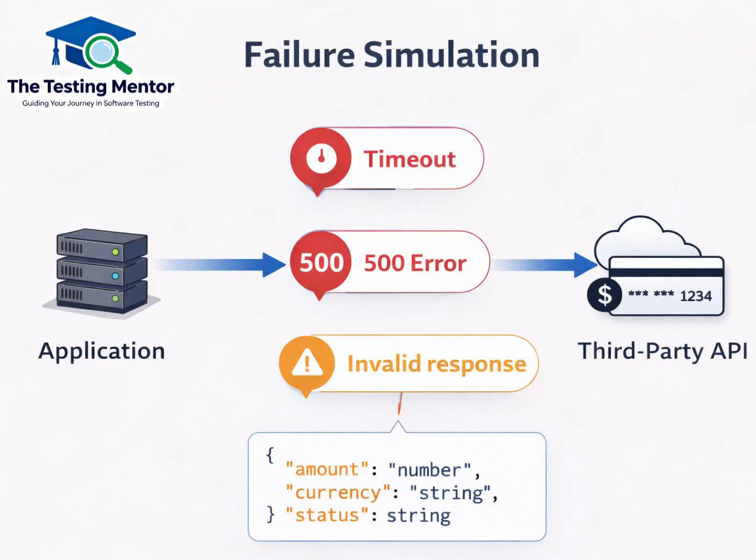When dealing with third party APIs, failure testing is extremely important. You must validate how your system behaves when the API fails. Examples include API returns 500 error, API response times out, API returns unexpected data, network connectivity issues. A robust system should handle these gracefully. For example, instead of crashing, the system may retry the request, show an error message, fall back to backup service. These scenarios must be tested.